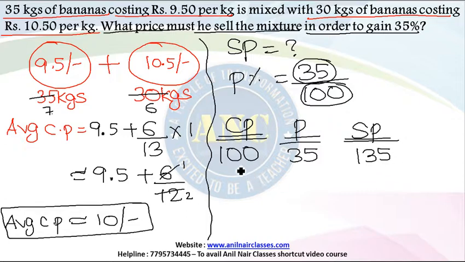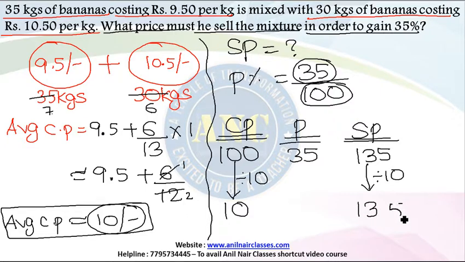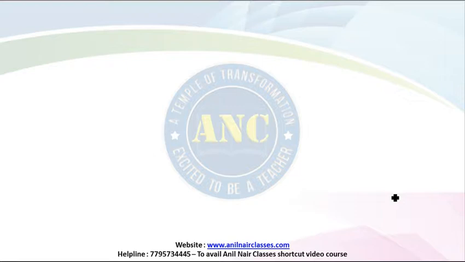But the question says cost price is not 100 rupees. Cost price is 10 rupees. 100 is becoming 10, divided by 10. 135 also divided by 10. He should sell at 13.5 rupees so that he will make a profit of 35%. Beautiful concept which can teach you the beautiful analogy between profit, loss and discount and mixtures concepts. I hope the idea is very, very clear for you, sir.